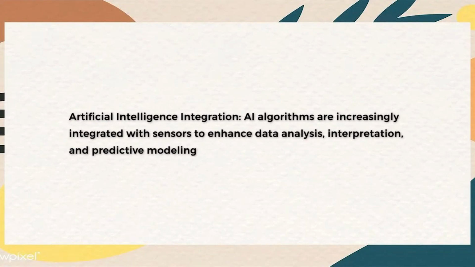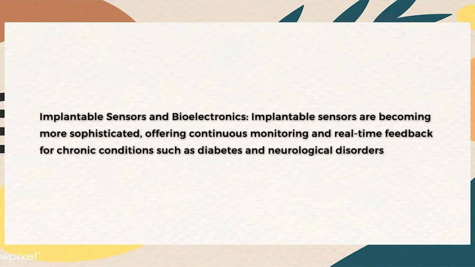Artificial intelligence integration. AI algorithms are increasingly integrated with sensors to enhance data analysis, interpretation and predictive modeling. This allows for more accurate diagnosis and personalized treatment recommendations. Now, we have discussed implantable sensors and bioelectronics. Implantable sensors are becoming more sophisticated, offering continuous monitoring and real-time feedback for chronic conditions such as diabetes and neurological disorders.